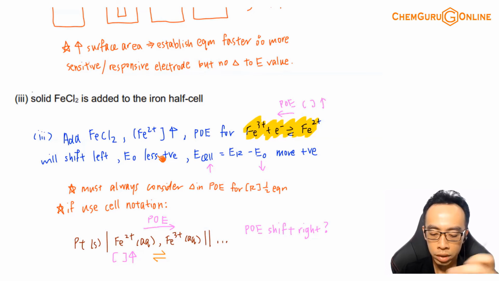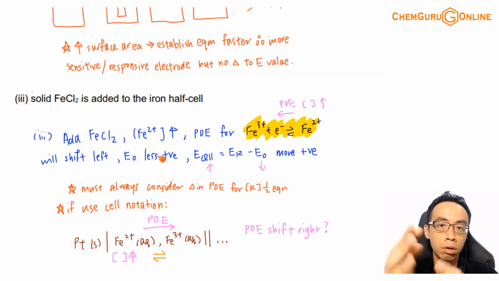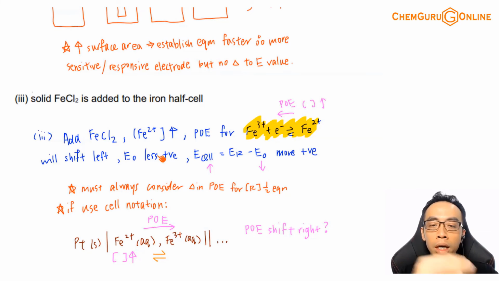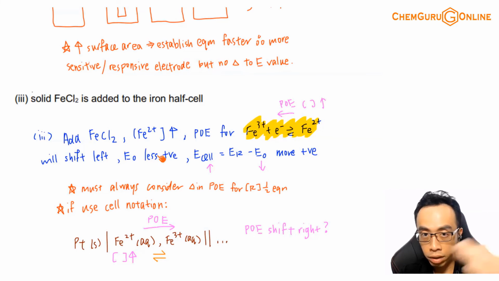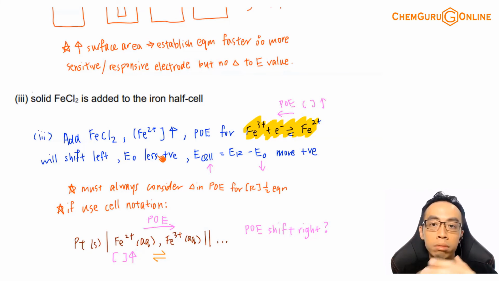Very, very simple. Again, E value measures the tendency for the forward reaction, which is reduction. If position of equilibrium shifts right, favor forward reaction, E value will go up. If position of equilibrium shifts left, favor reverse reaction, E value will go down. Correct? So this is involving your half cell.